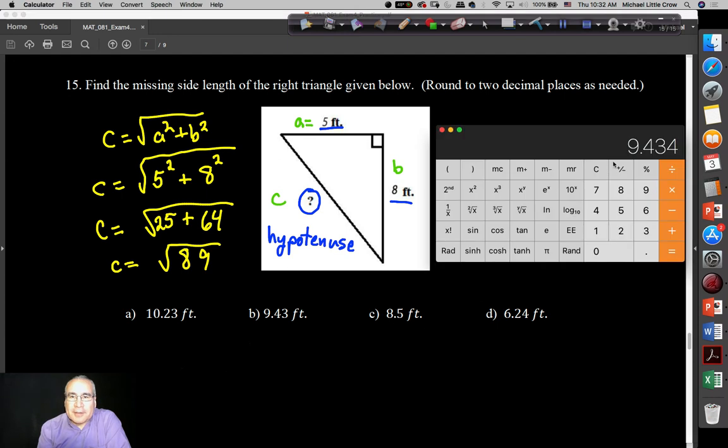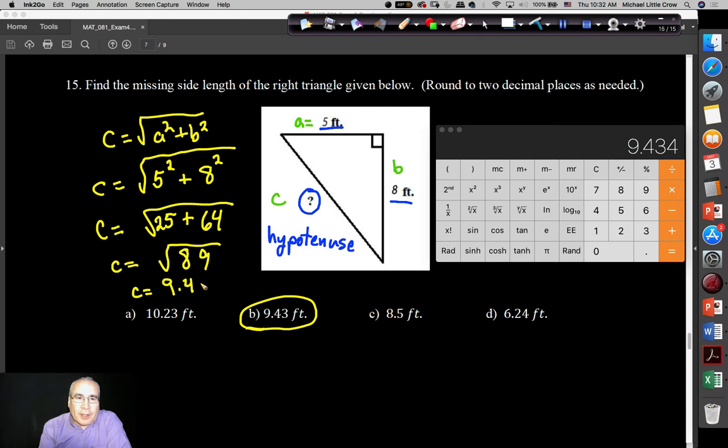Let's come back. 9.43. So there's our answer right there. The missing side is 9.43. And since we squared and then took the square root, that undoes each other. We're still talking just feet. Okay, and that makes sense. If this is 8 feet, that's 5 feet. That's a relative amount. 6.2 feet is too short. It's shorter than 8 feet. It couldn't have been the answer. While 8.5 could be the answer, 9.43 is the correct one, doing it this way.